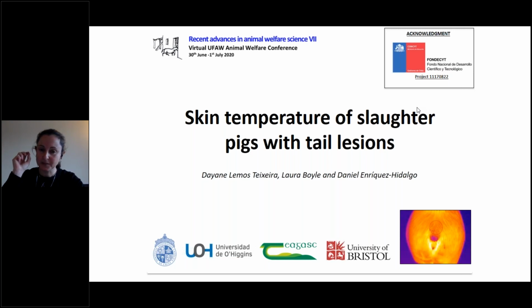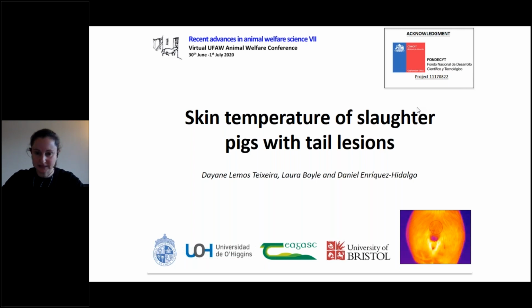Yep. And the other part was, do you think healed tail lesions may also affect skin temperature? Healed tail lesions, good question, very good question. I don't think so. I don't think that healed ones do. That's a good question and maybe some idea for the next study. Okay.